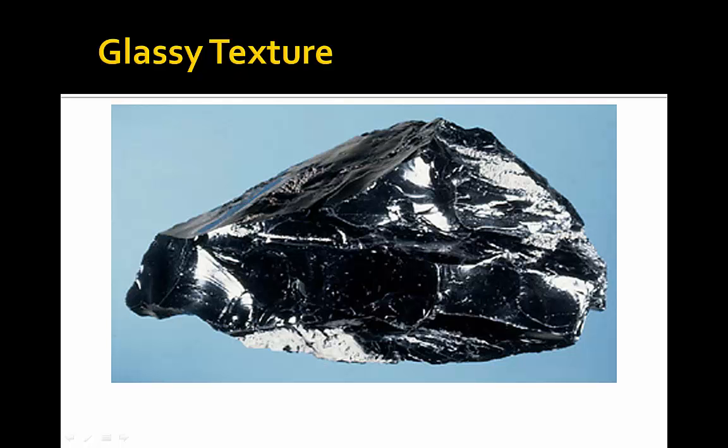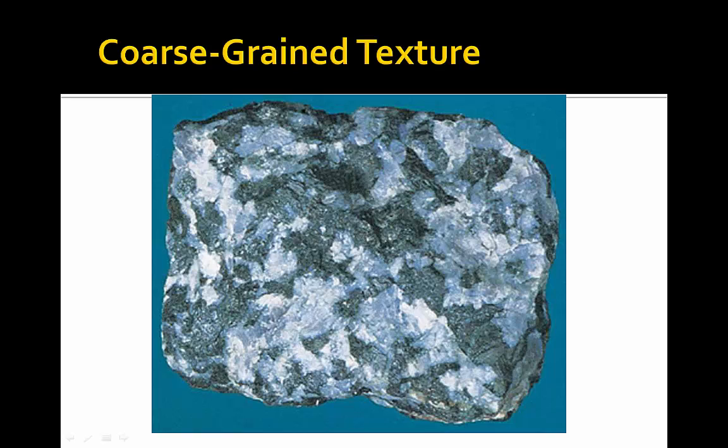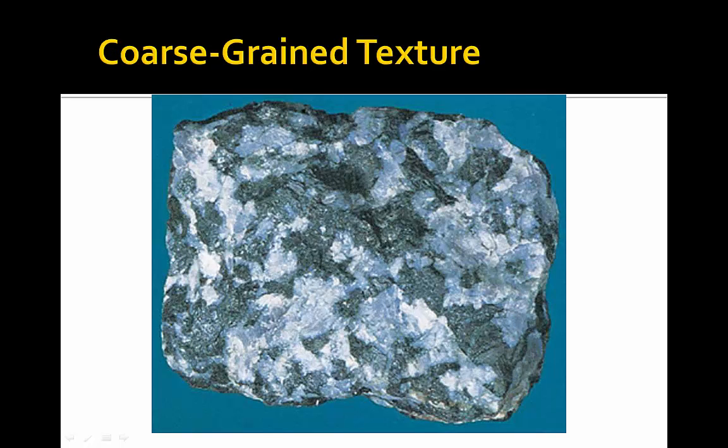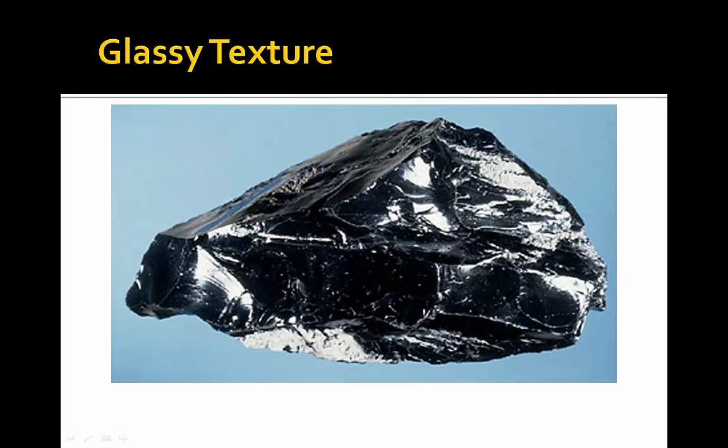For very large crystals to form a coarse-grained texture, the magma had to cool very slowly. The crystals had time to stretch out. They had time to get large. If you have the fine-grained textured rock, it cooled relatively quickly, but not as quickly as something that wound up being glassy. So a fine-grained texture cooled near the surface. Coarse-grained textured rock cooled deep within the earth. And a glassy textured rock cooled within the atmosphere, within the air.